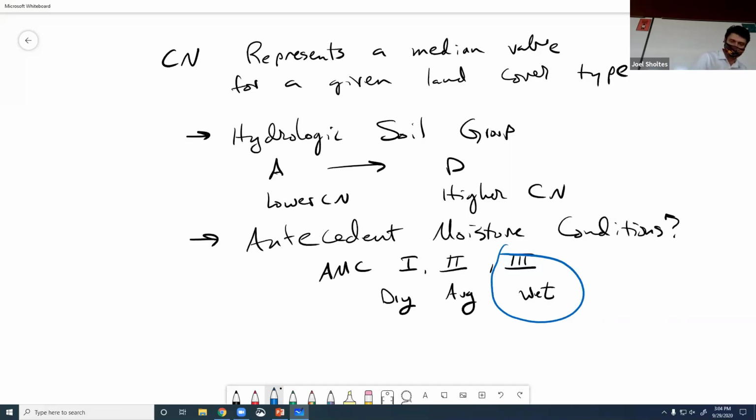So let's think about this and have you guys take a thought and then discuss. Say the soil is the same, and we want to model a storm in Grand Junction and a storm in Minnesota. Say the soils are very similar, and just pick a given area in Grand Junction versus Minnesota. Do you think we're going to have a bigger curve number in Minnesota or Grand Junction? Why would that be? And there might not be one answer here.